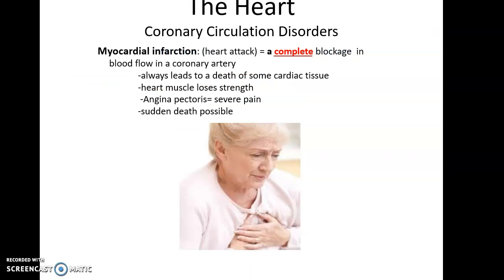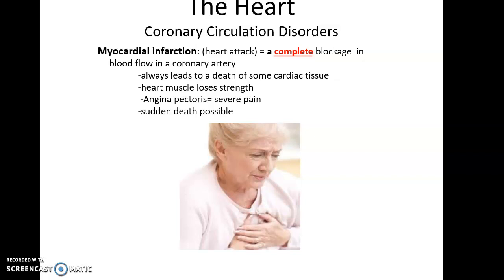Coronary circulation disorders, well, a big one is myocardial infarction. Myocardial infarction, more commonly known as a heart attack, occurs when you have complete blockage in one of the larger coronary arteries. So again, blood flow cannot go through those larger coronary arteries because it is completely blocked. And this will always lead to the death of some cardiac muscle tissue.